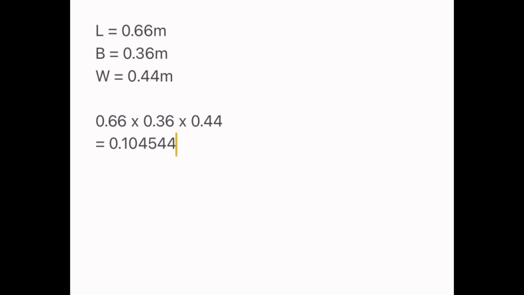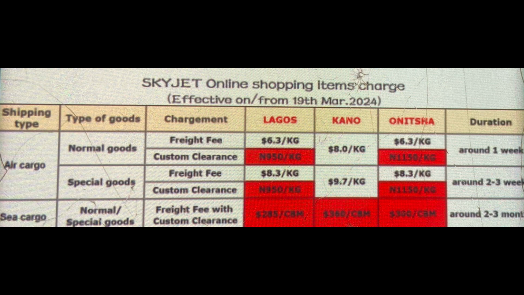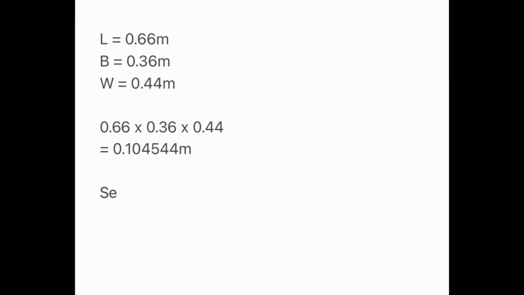So guys, we're going to go to our shipping company for us to know how much they charge per CBM. As you can see, for Skyjet company, their sea cargo, they charge 285 per CBM if you are shipping it to Lagos, while to Kano they charge 360 per CBM. Then to Onitsha, they charge 300 per CBM. But what we're going to be using now is the one for Lagos, which is 285 per CBM.